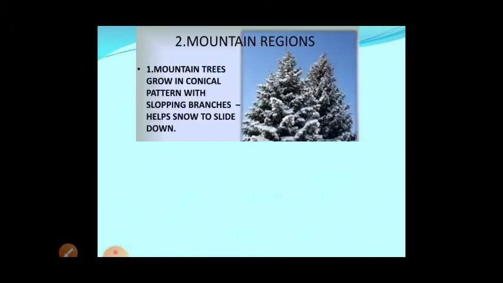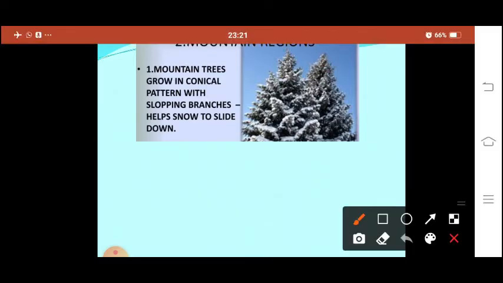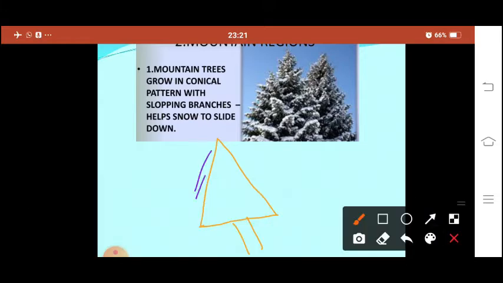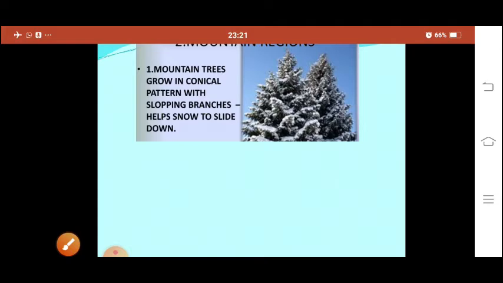Now mountains. In mountain regions, trees grow in a conical shape. Conical shape means a cone structure, like this. We can observe this structure of plants in the mountains. So what happens when snowfall arrives? It will slide. It will not get stuck, so it will not damage the plant. So the conical pattern and sloping branches help snow to slide down.